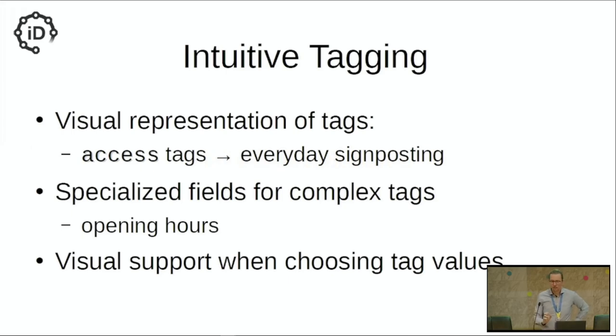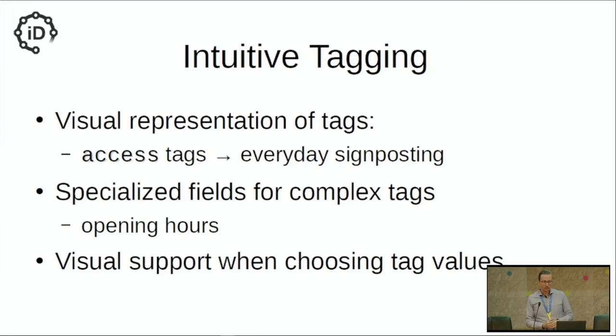So first idea would be to use more and more visualizations or illustrations of tags. This can alleviate the problem of language barrier, for example, because typically, icons or pictures are much more understandable, specifically when you combine them with well-written documentation. So one example I have in mind here is, instead of this very long list of access tags that you can use in OpenStreetMap, why not use something like everyday signposting that everyone already knows about?